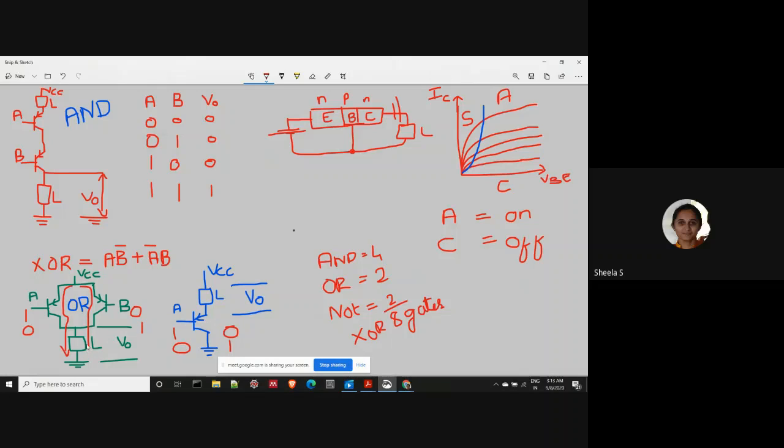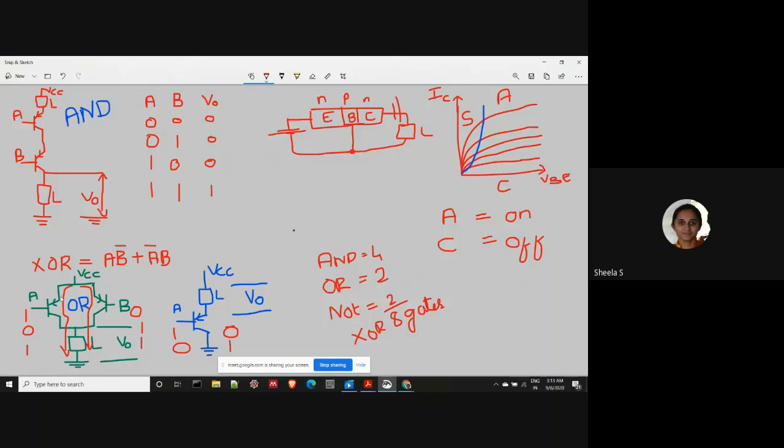So when the current flows in this path, then also output voltage is maximum. If both are turned on, what happens? Then also current will flow in the same path. So we will be getting output voltage as maximum. So this is the circuit for OR operation.